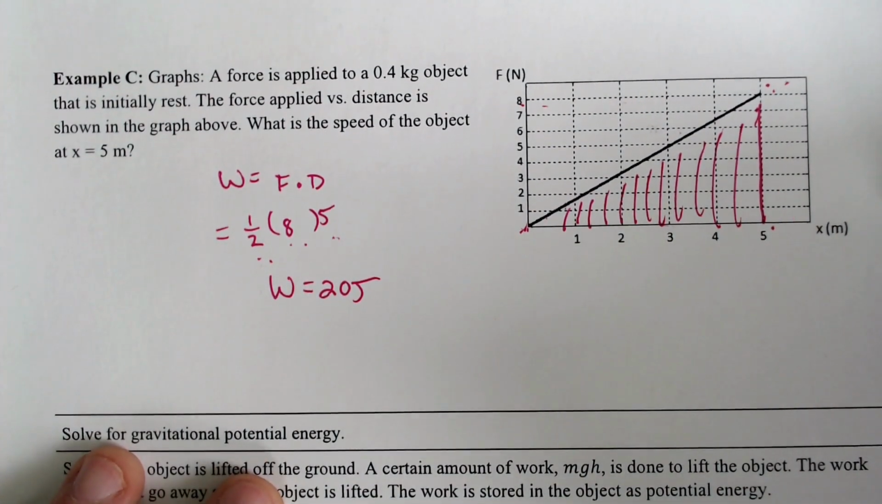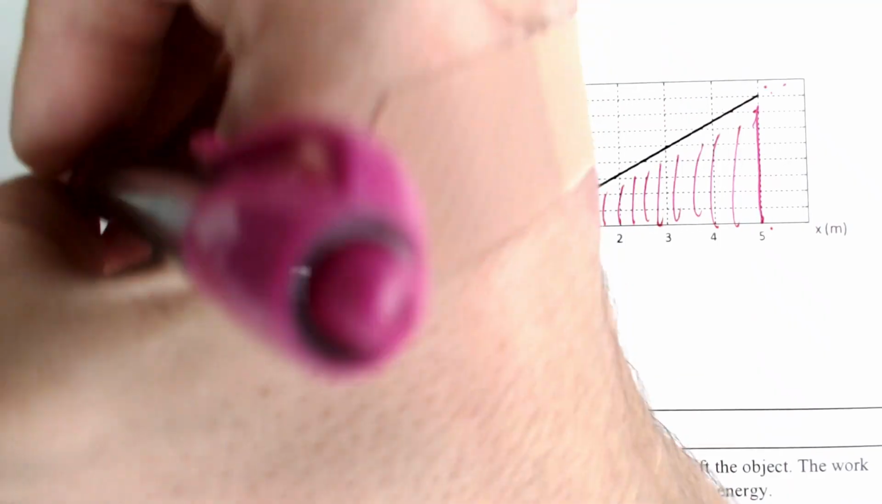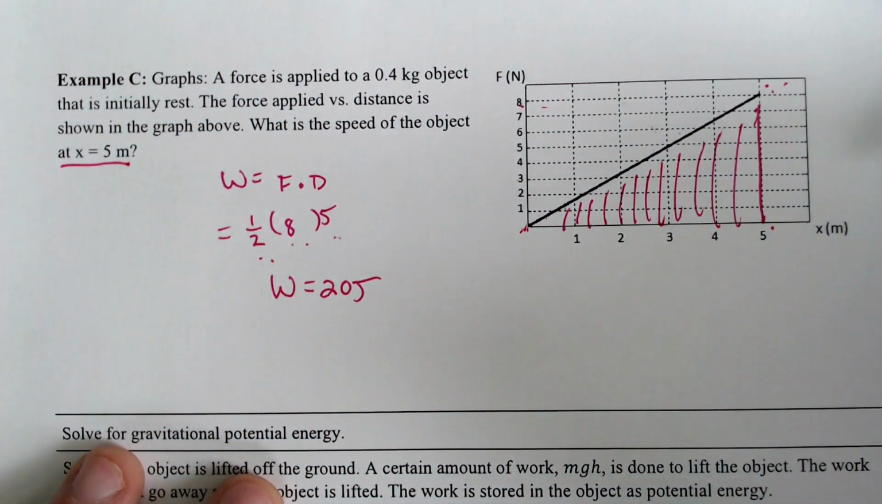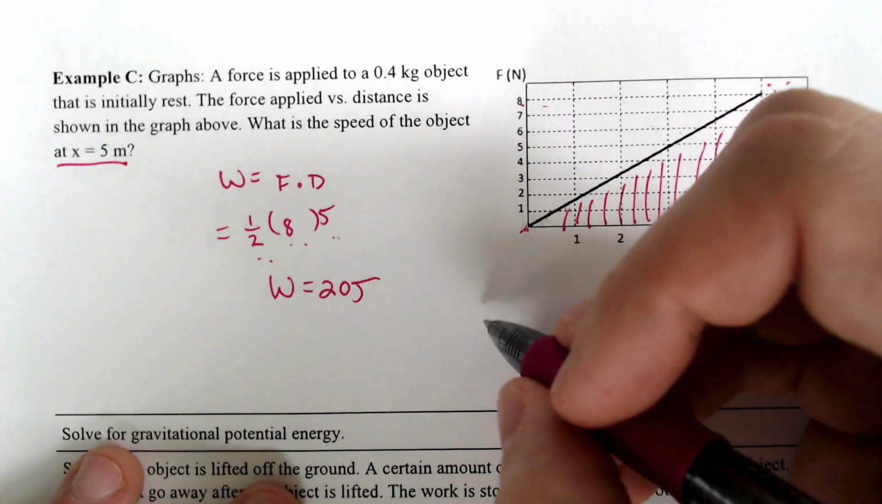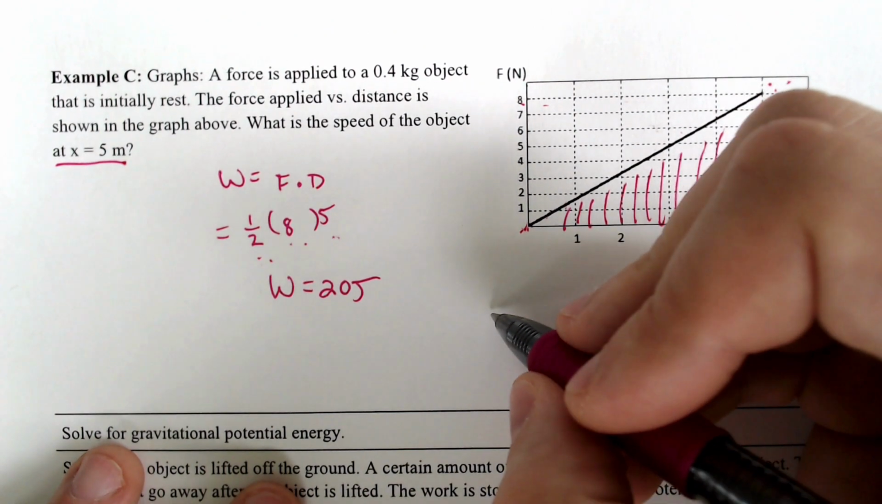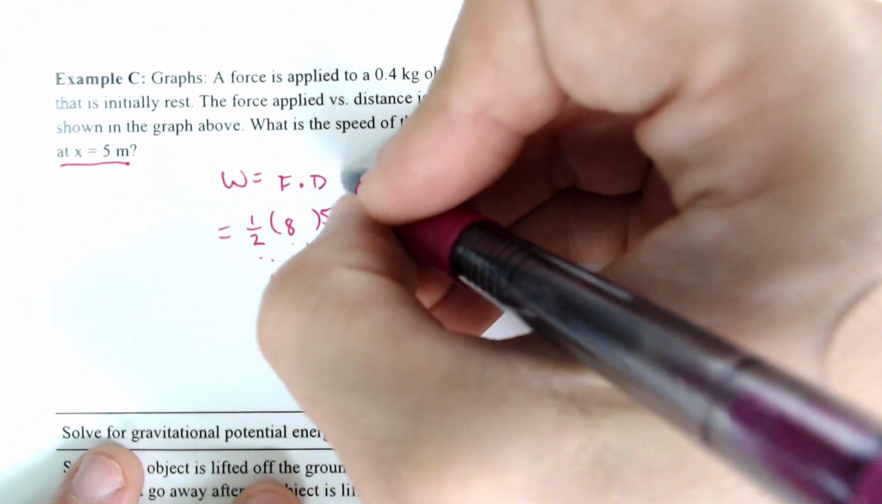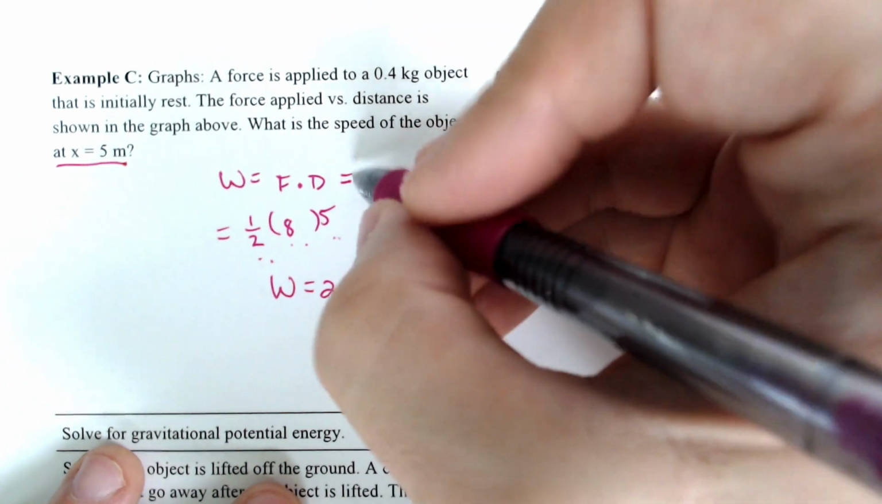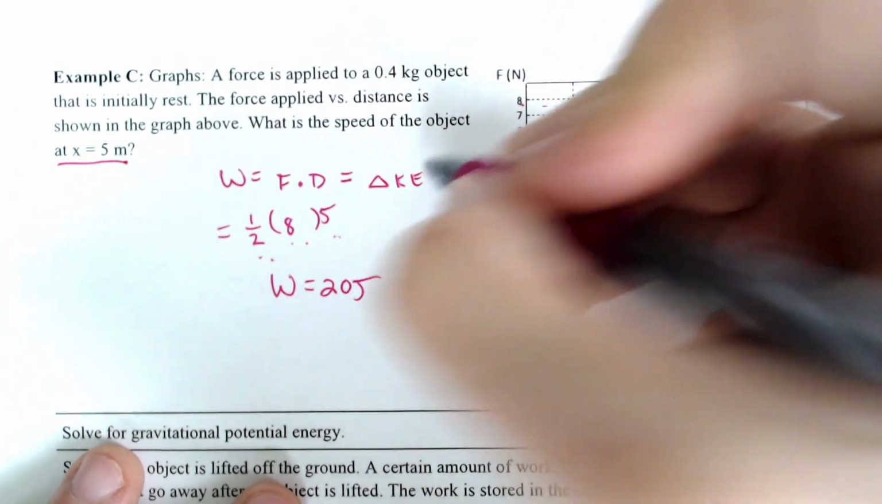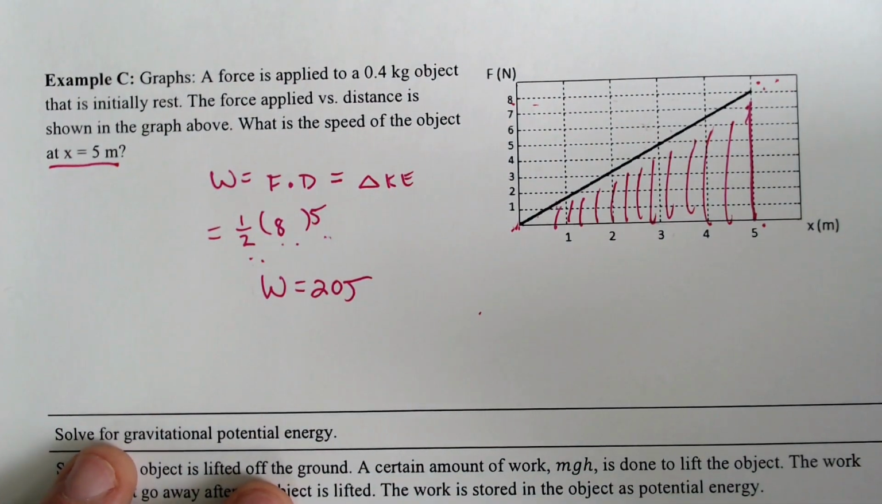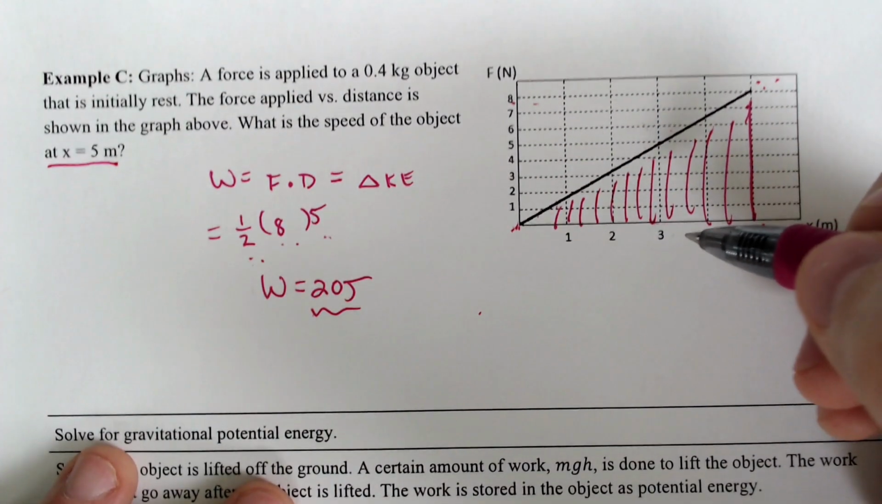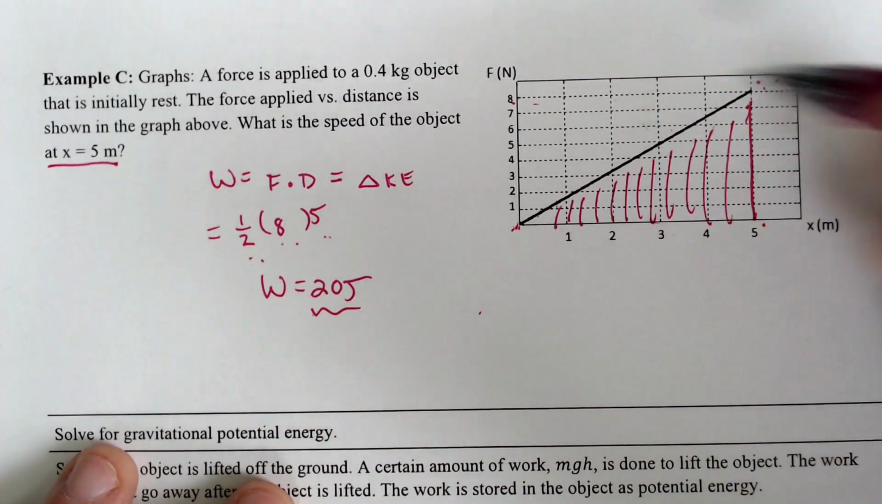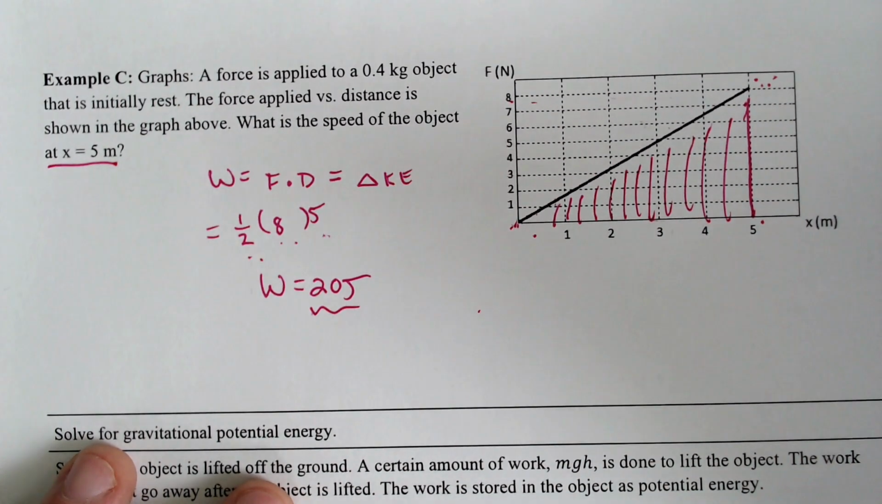But it doesn't want us to know all of that. It actually wants to know what is the speed of the object at 5 meters. Okay, what do we need to do for that? In order to figure that out, we would need to know that the area is equal to force times distance, but the area is also equal to the change in kinetic energy. Well, if the change in kinetic energy is equal to 20 joules, and we know our initial and final velocities, which we could figure out potentially, then we should be able to do this.